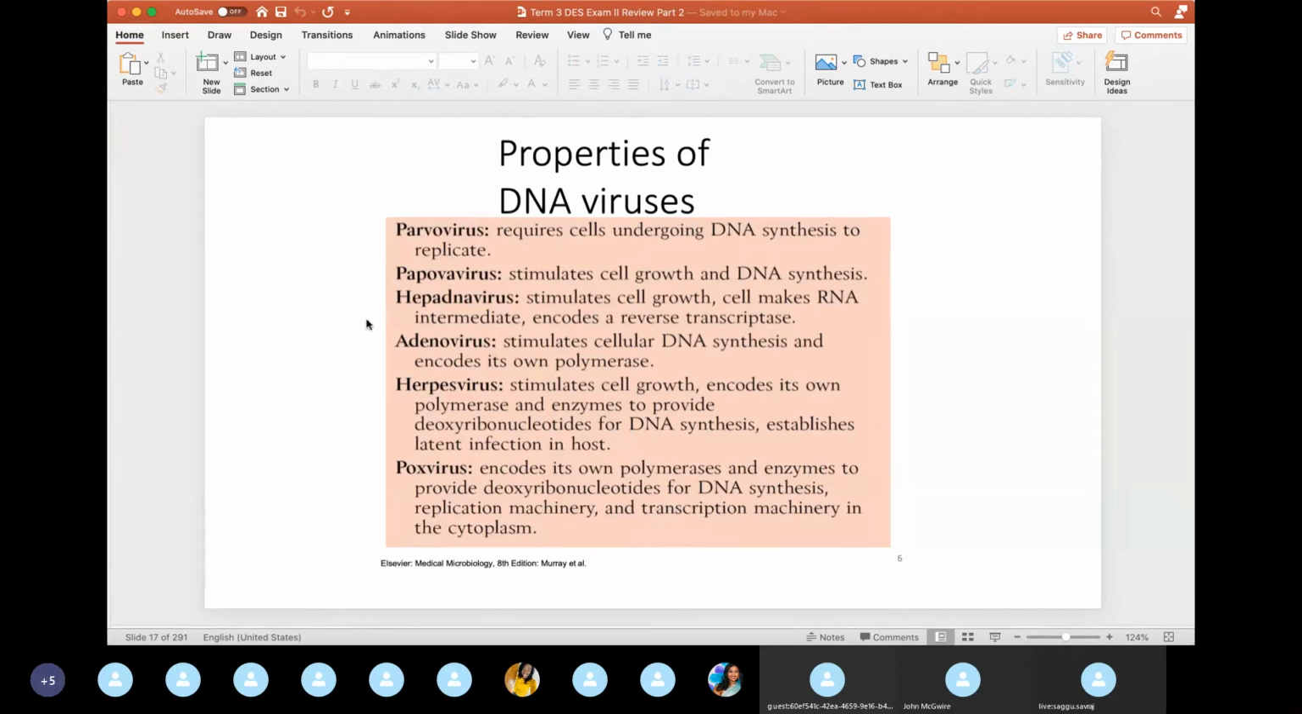Properties of DNA viruses, you can read them here, right? Pox virus is the biggest of them all, of the DNA viruses. It replicates in the cytoplasm. It's so big, it cannot replicate in the nucleus. Most of them replicate in the nucleus.